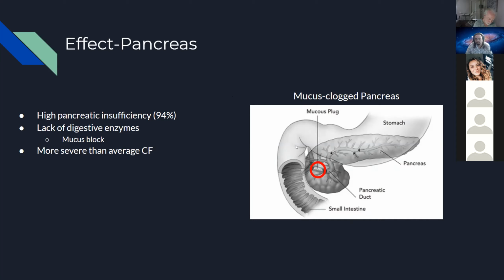So overall, these symptoms show how this mutation, although very simple, can cause major severe effects. It's what I like to call a very severe CF, much more damaging, even though cystic fibrosis itself is very damaging.